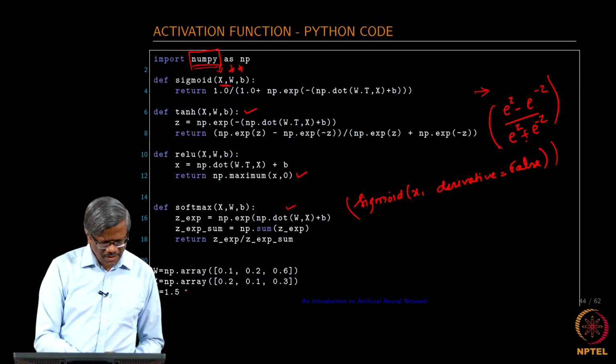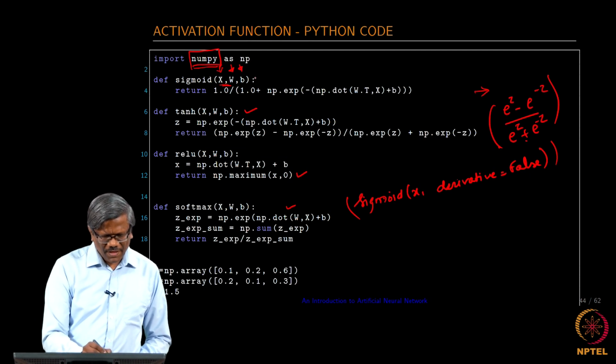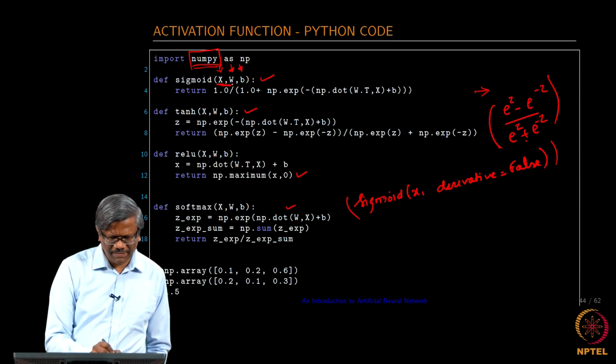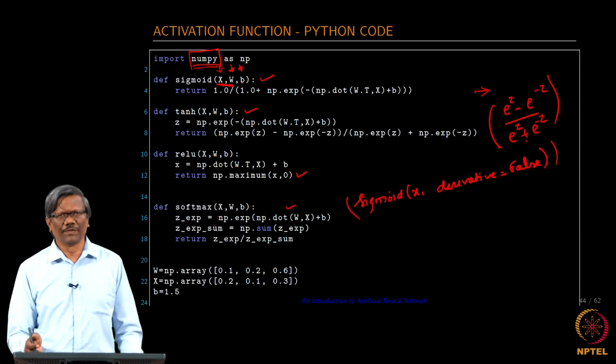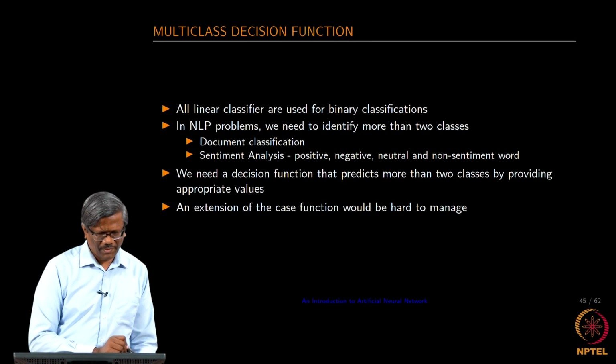So, in this case, you want to find the sigmoid of this using this function. You need to provide the input, the weight vector and the bias, and it will automatically give you the sigmoidal value for that. Okay. All right.